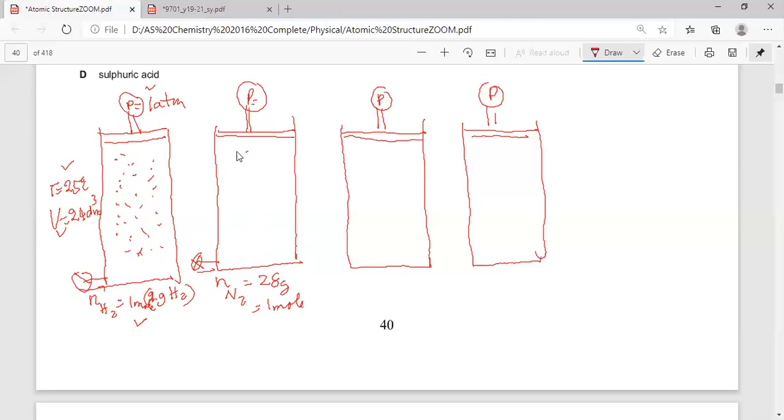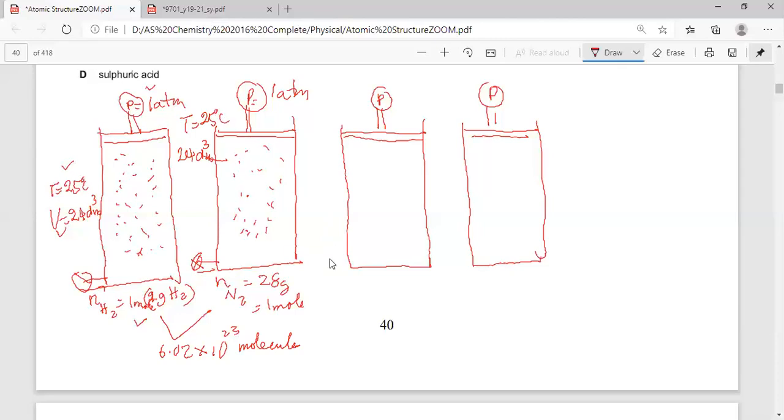Now, the interesting thing is we know that 1 mole of any gas contains how many molecules? It will contain Avogadro's number, 6.02 times 10 to the power 23 molecules. And they found that after pumping 1 mole of nitrogen gas, at a pressure of 1 atmosphere, it occupies a volume of also 24 dm3, if the temperature remains constant at 25.